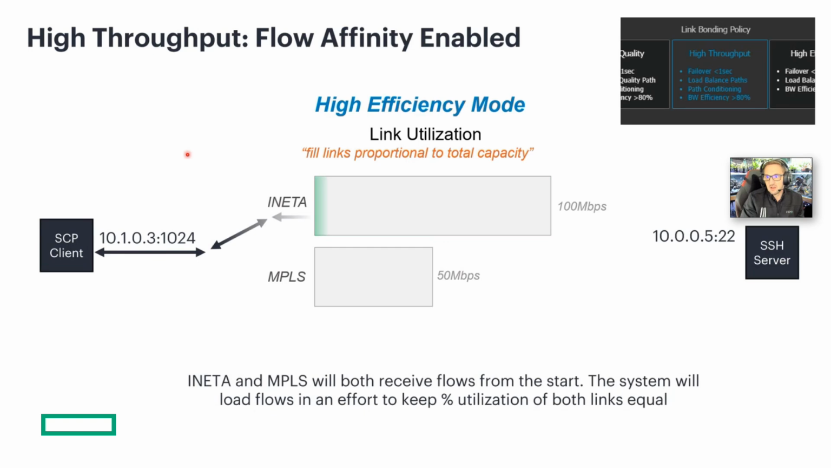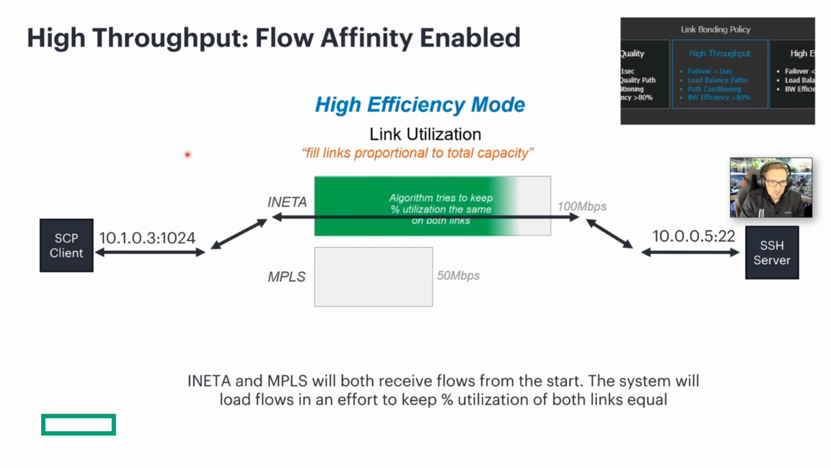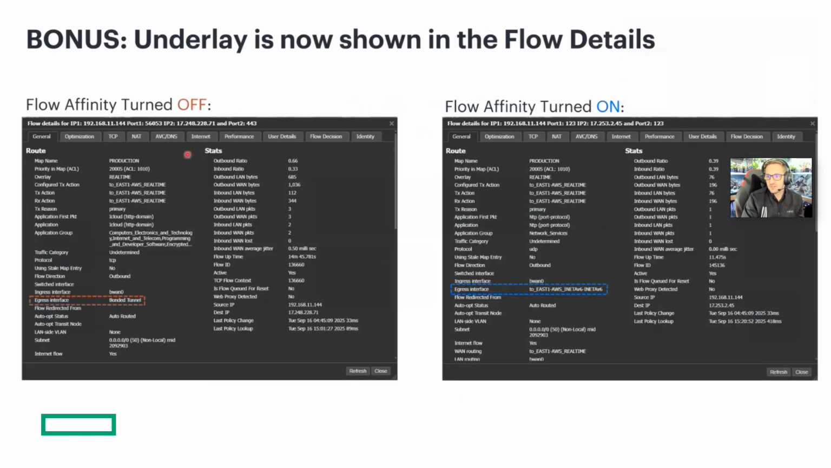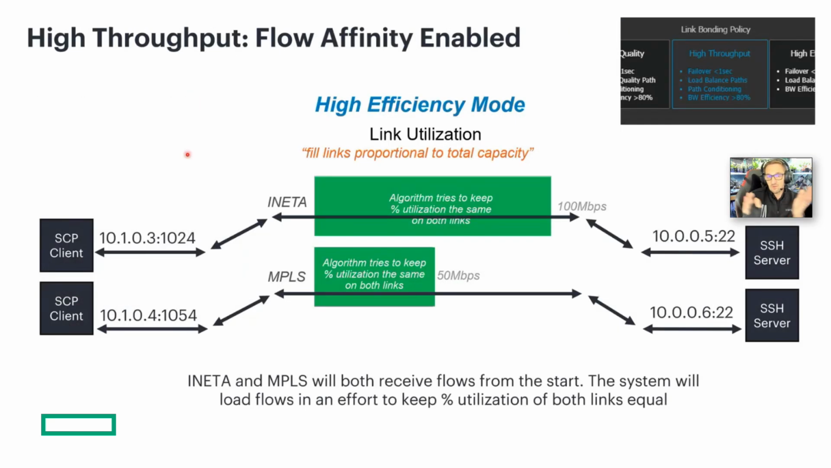Let's look at the last one, link utilization. In this situation, all of these things work kind of the same way. Again, the algorithm wants to keep the percentage utilization the same on both links. And so once it gets there, it fills it up. But in every one of these situations, even in high efficiency, you don't ever have a per packet situation where a single socket is on two different underlays at the same time. It never happens.